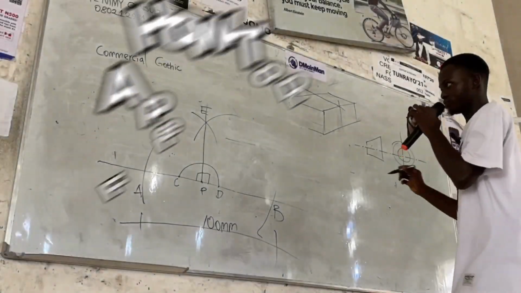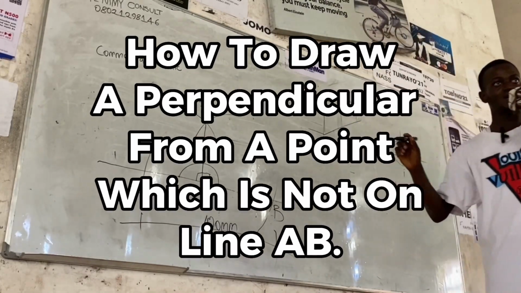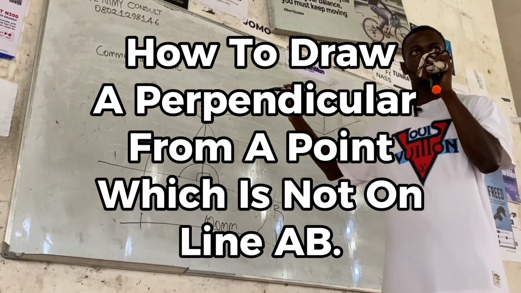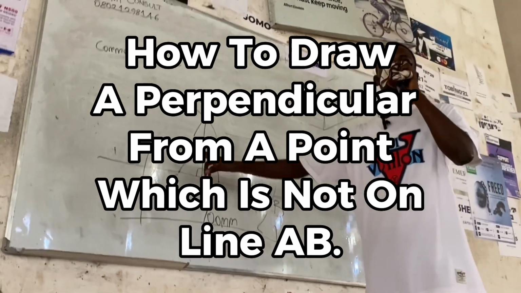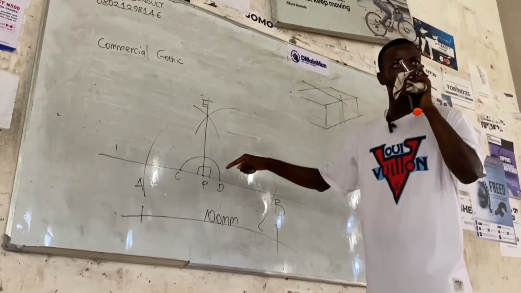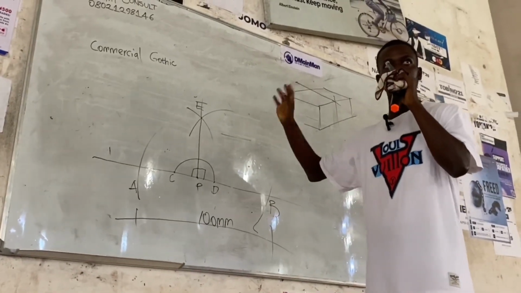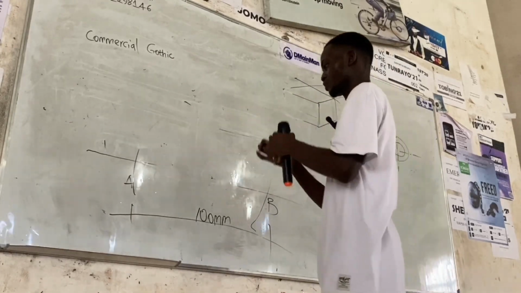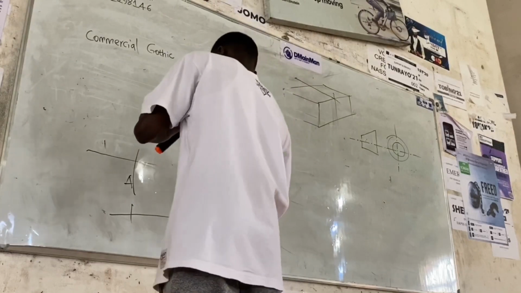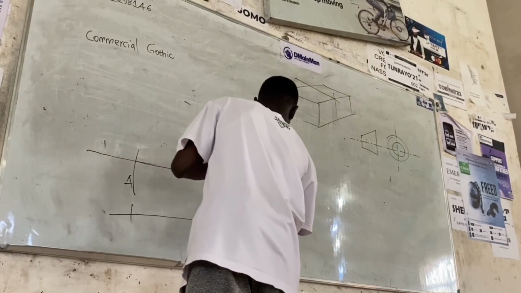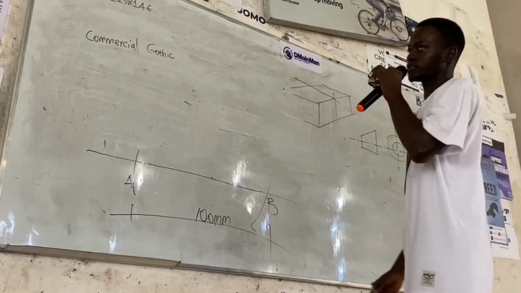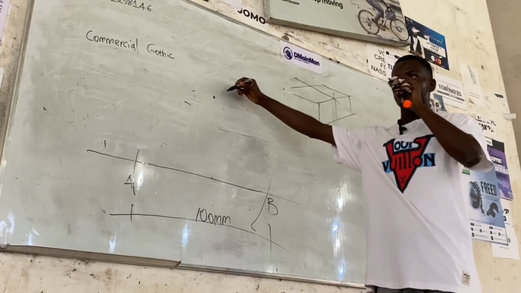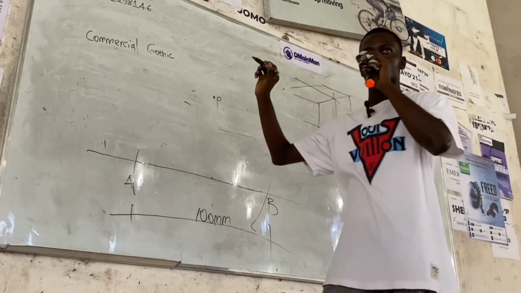Another one I want to teach us now is how to draw a perpendicular from a given point. This is actually from a point we are given on the line AB, but the one I'm going to show you right now is from a given point. We are still going to make use of this. Let's assume our given point is this region. Let's assume this point is P.